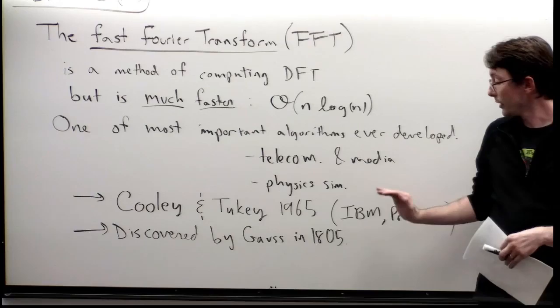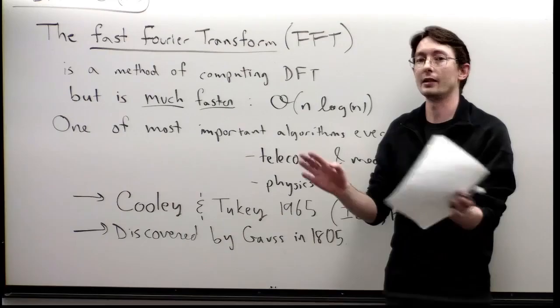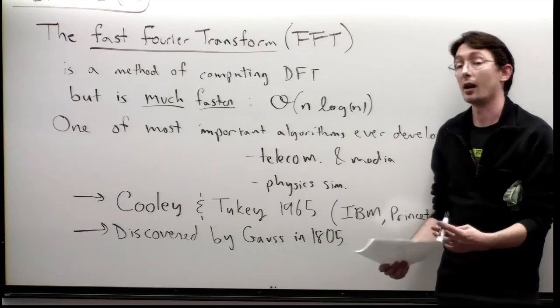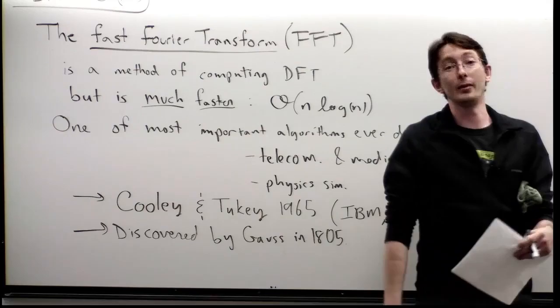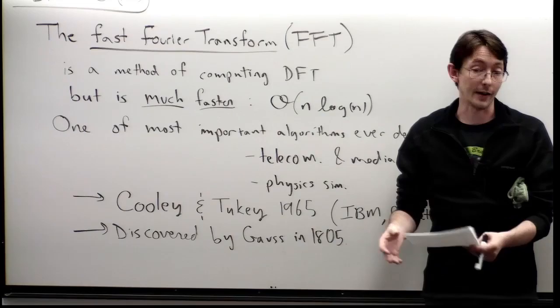160 years earlier. There were no computers. They hadn't any notion of mechanical electronic computation. He did all of his calculations by hand or in his head. And apparently, Gauss got sick of doing the very expensive discrete Fourier transform and decided to cook up an algorithm that was way faster.